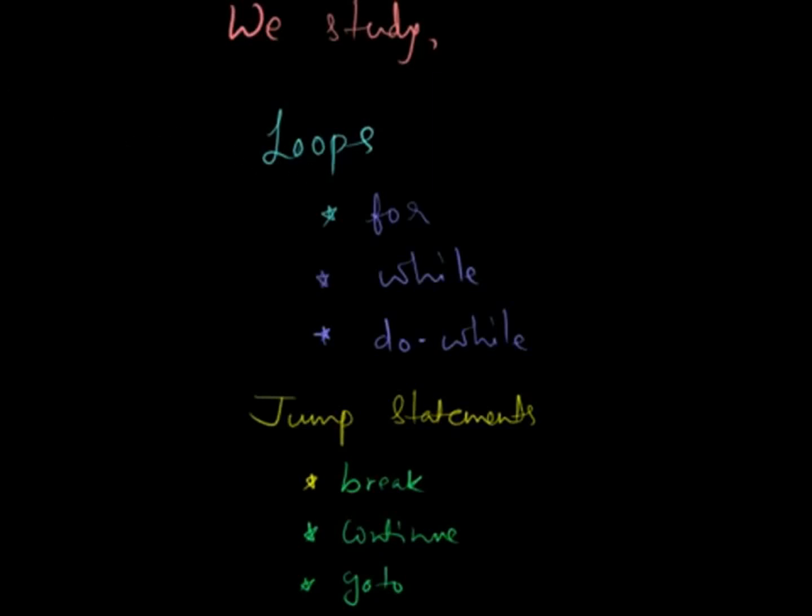In this video, we are going to study these topics. We are going to study loops. There are different kinds of loops offered by the C language: for loop, while loop, and do while loop. And we are going to study the jump statements which allow you to jump from one program segment to another program segment. So we are going to do these topics today.